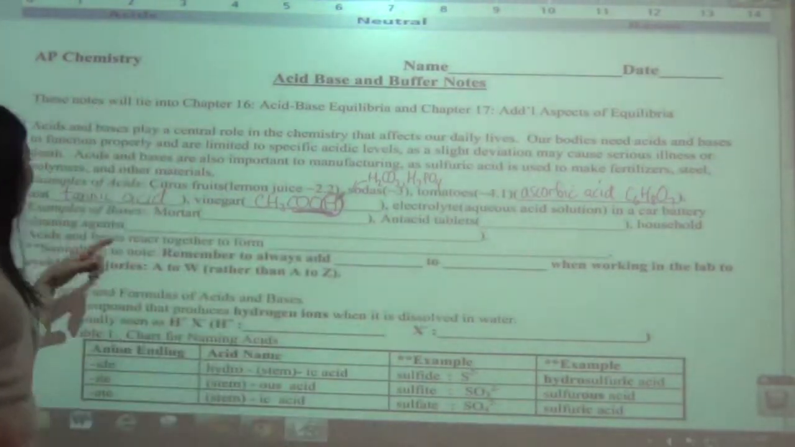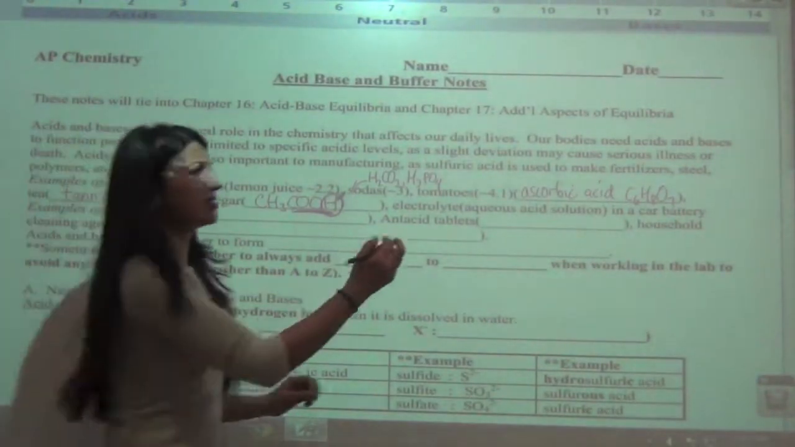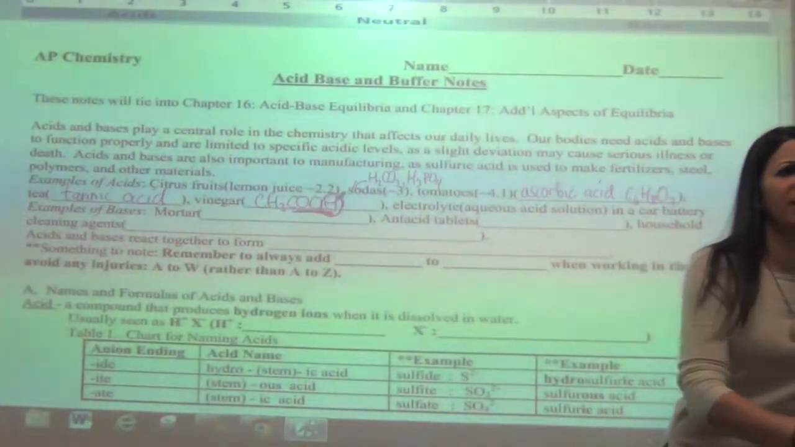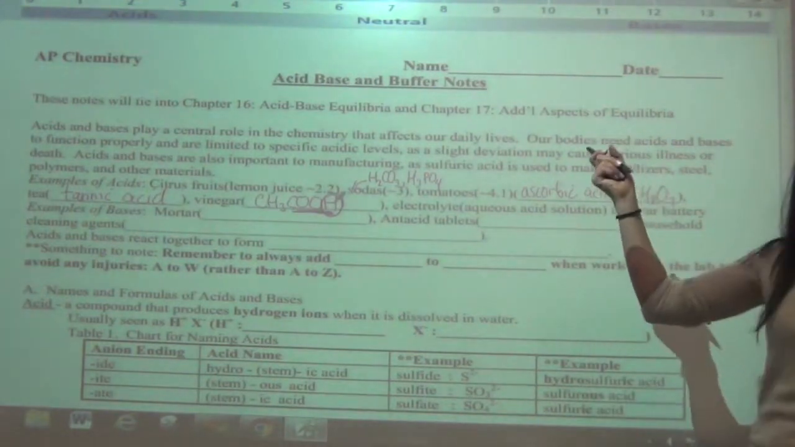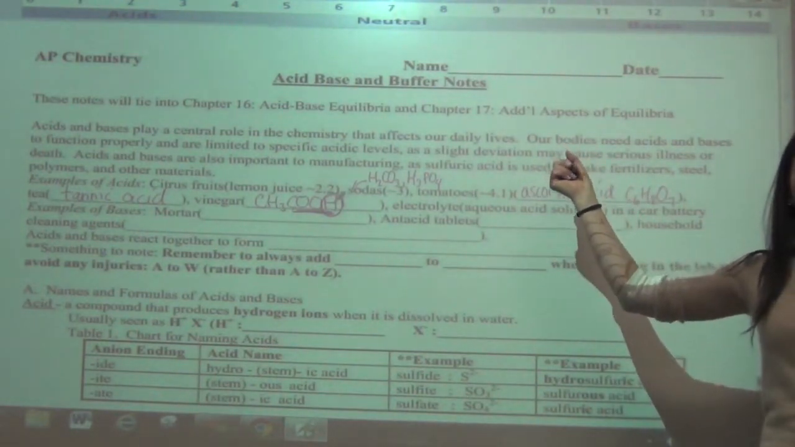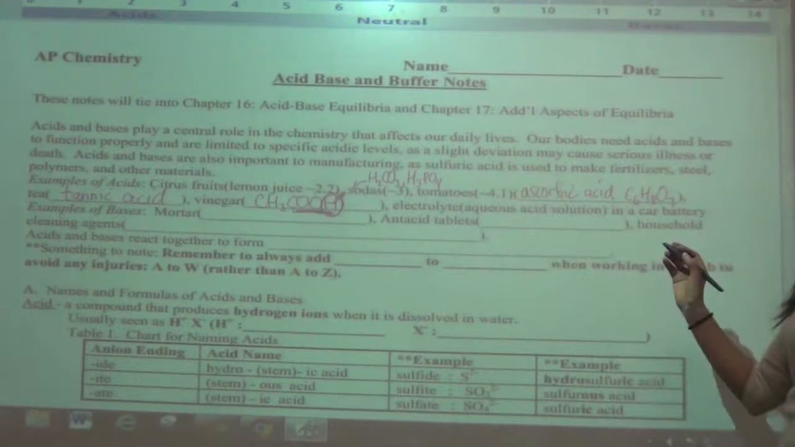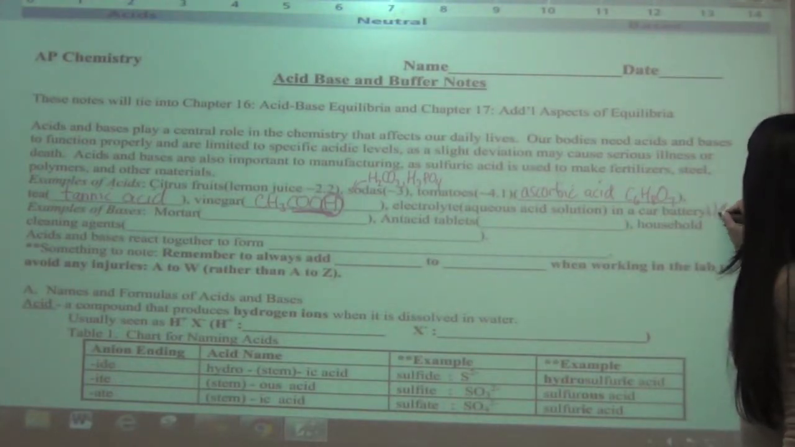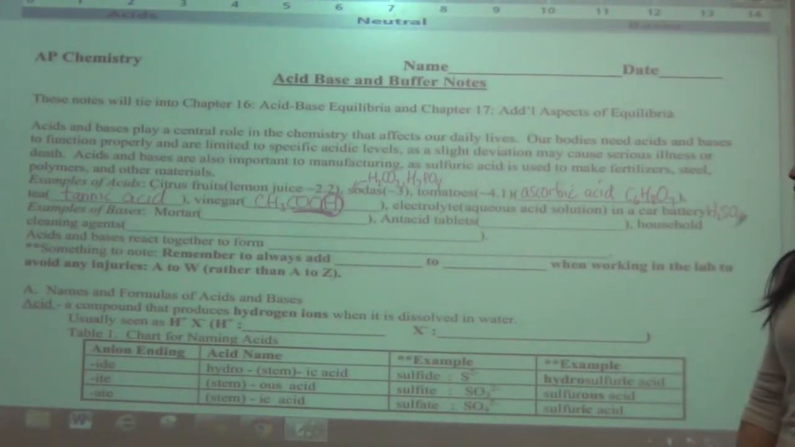Electrolytes, like in a car battery. Does anybody know what type of acid is in a car battery? They mentioned it up here. Up here. Sulfuric acid. So like H2SO4, for example.